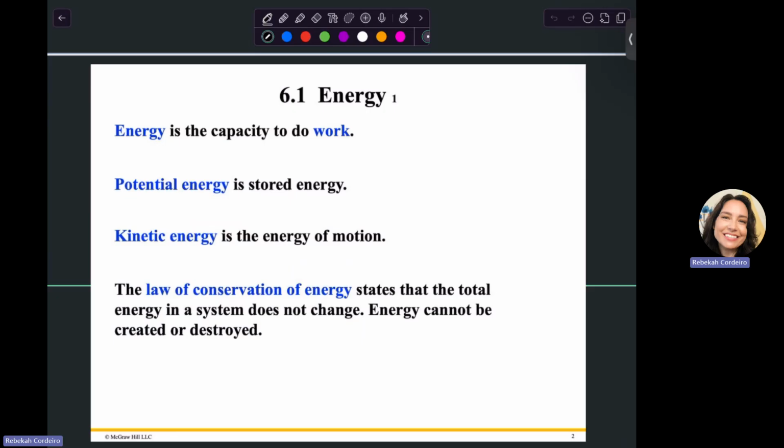We have two basic types of energy: potential energy, which is stored energy, and kinetic energy, which is the energy of motion. The law of conservation of energy tells us that we cannot create or destroy energy. We can only change form. So we can take potential energy and turn it into kinetic and back and forth.